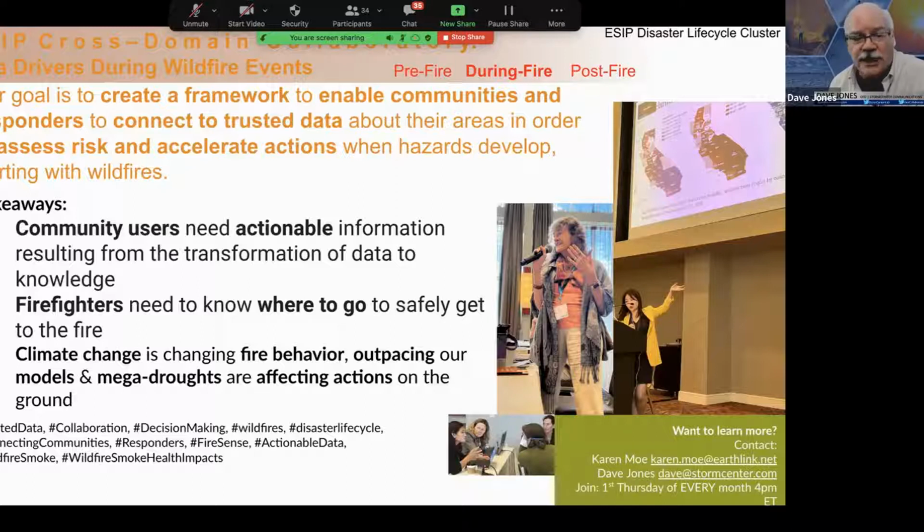So in addition to that, climate change is really changing fire behavior. It's outpacing our models, and mega droughts are affecting actions on the ground. This comes from a U.S. Forest Service wildfire report on the Tibbetts fire.